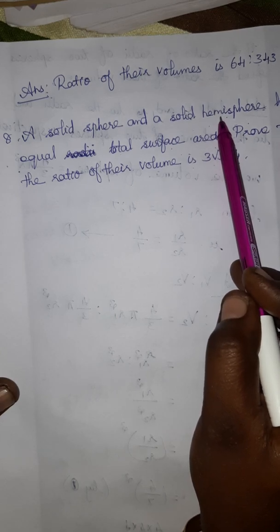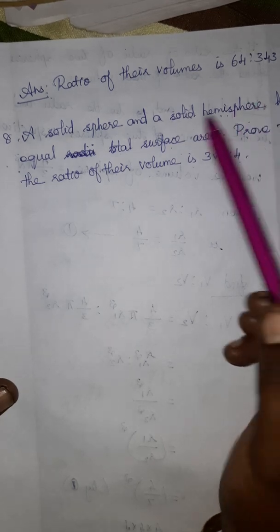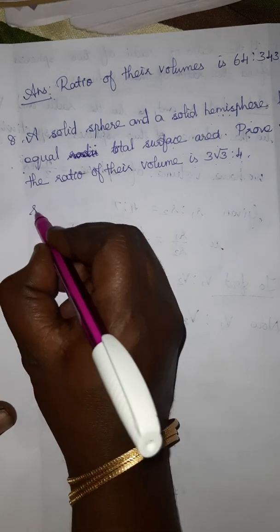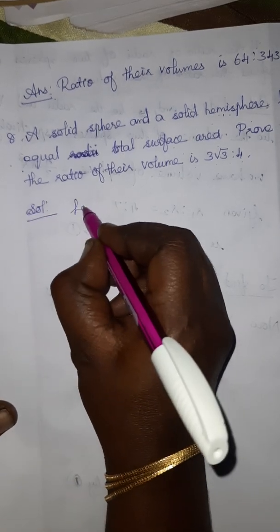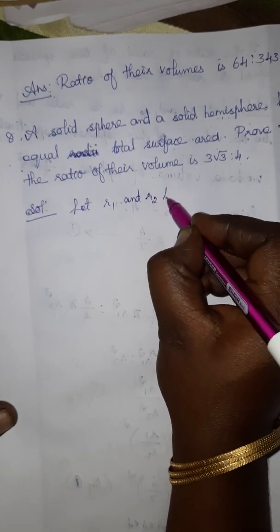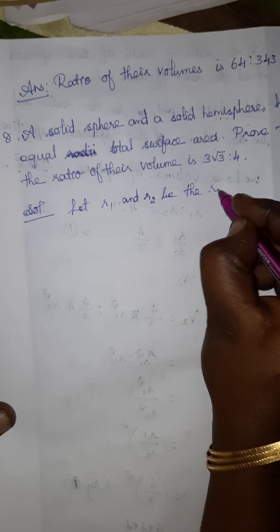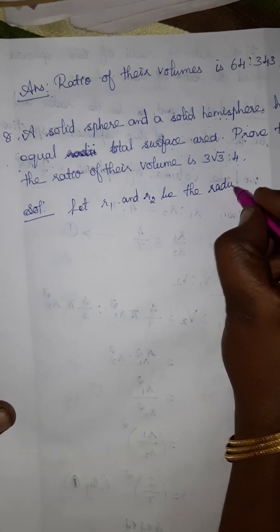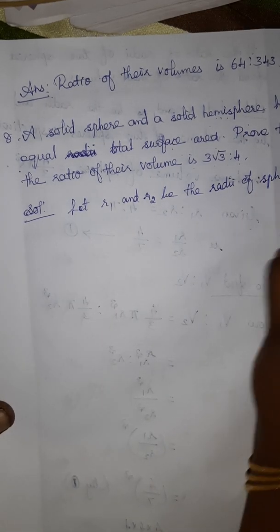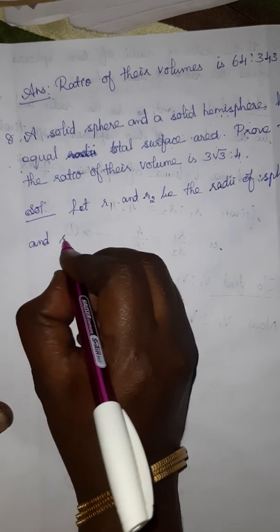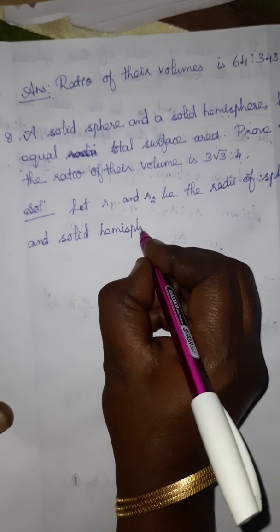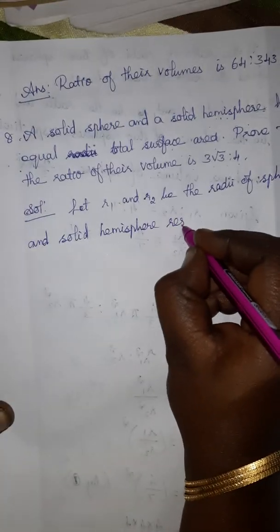So four formulas you need here. Are you clear? For the sphere and hemisphere, we have only the radius, no need to write height. We can choose, let R1 and R2 be the radii of the sphere and solid hemisphere respectively.